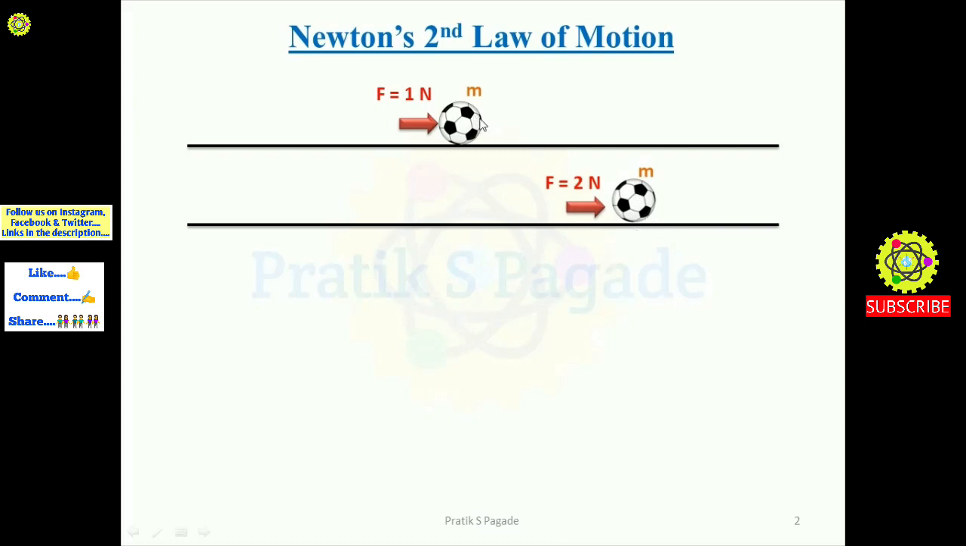As you can see here, both the balls have the same mass, but when we apply the less force, that is here in this case 1 Newton, the ball will move less, up to this position. And when we apply the force of 2 Newton, that is more than the previous case, the ball will move up to this position, as you can see here.